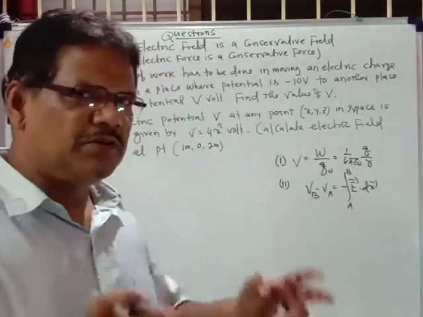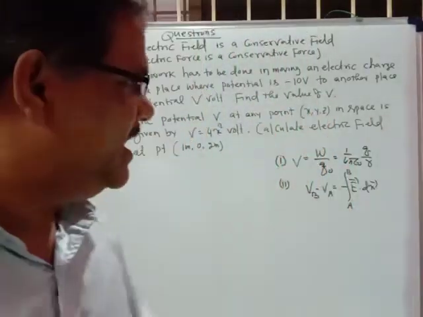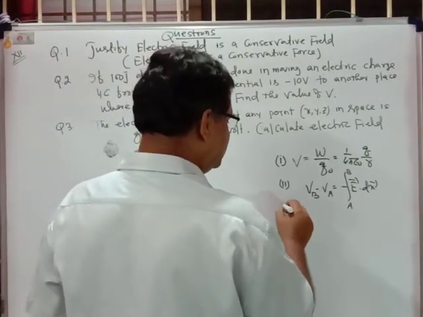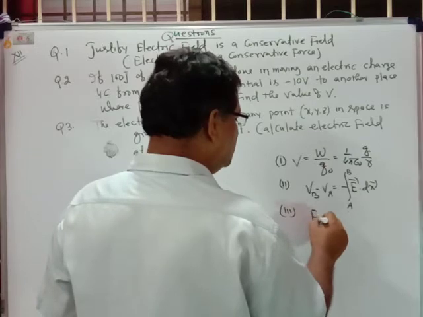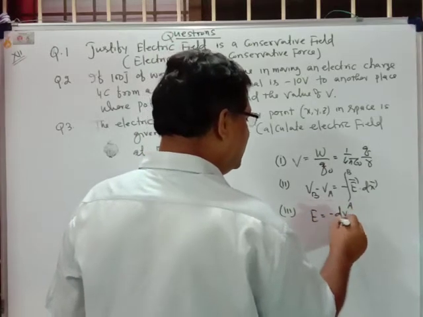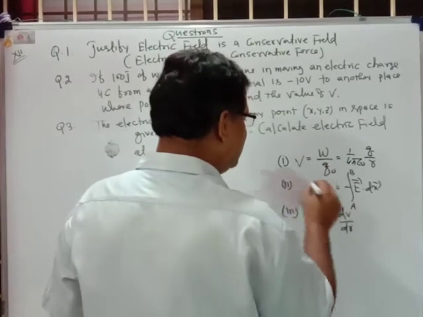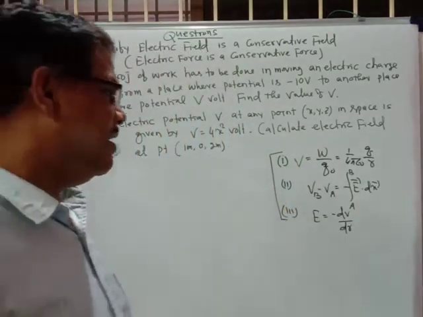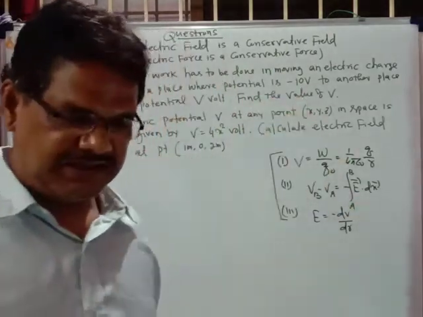ये formula देख के थोड़ा डर लगता होगा, but कुछ नहीं है, easily you can understand it. And the third formula you are using is E equal to minus dV by dx or dV by dr. So you can use these three formulas, and we can discuss some questions here.